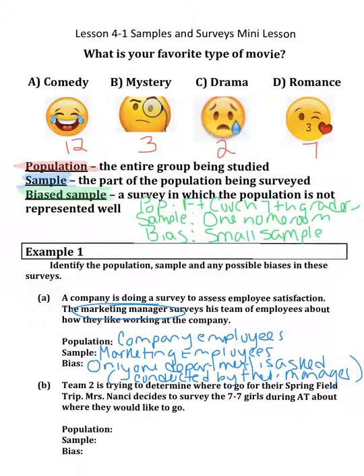Okay, the next one says, Team 2 is trying to determine where to go for their spring field trip. Mrs. Nancy decides to survey the 7 girls during AT about where they would like to go. Okay, so when identifying the population, it's helpful for you to actually think about who is all affected or impacted by this question. So in this case, if it's the Team 2 field trip, the population that's impacted is all Team 2 students. So I'm going to list that as our population.